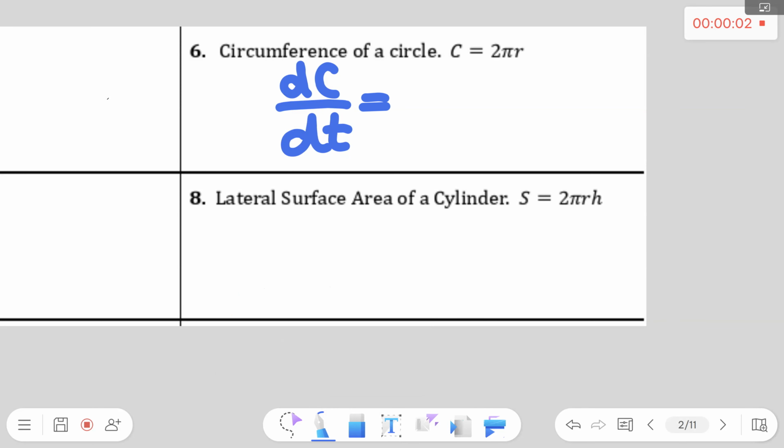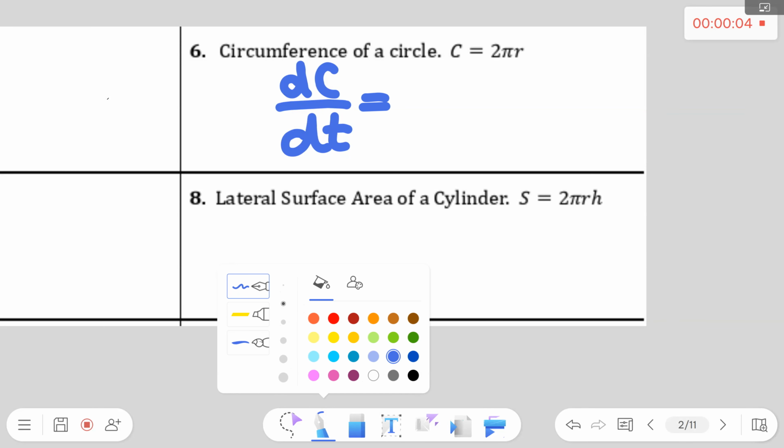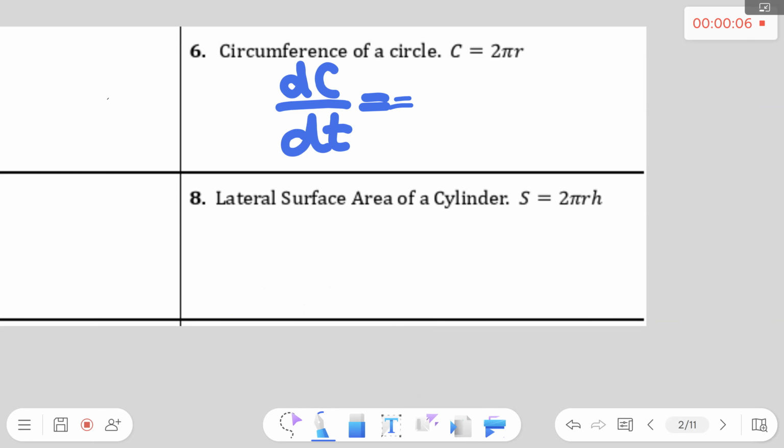dt. Tilted it. Come on, man. That looks better.